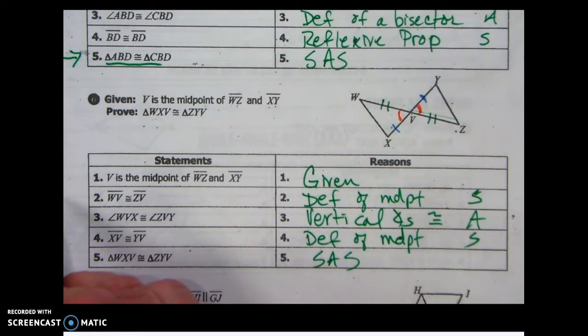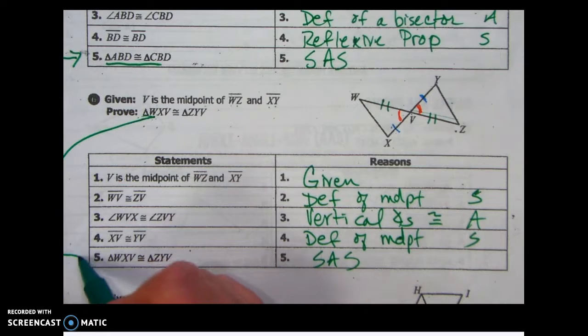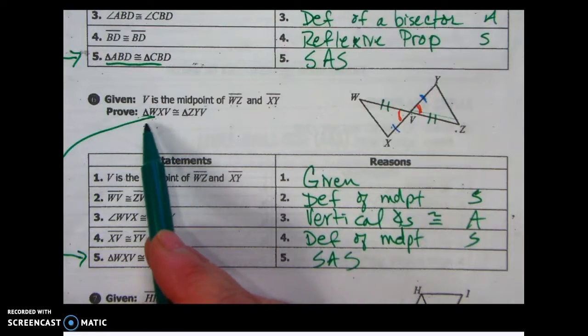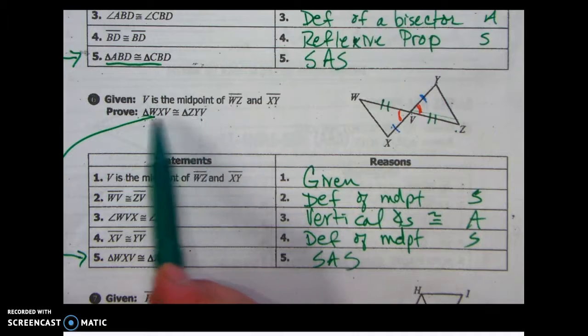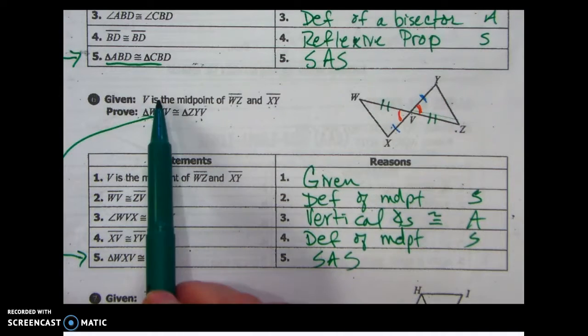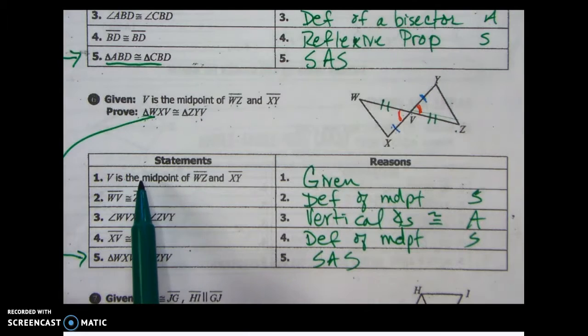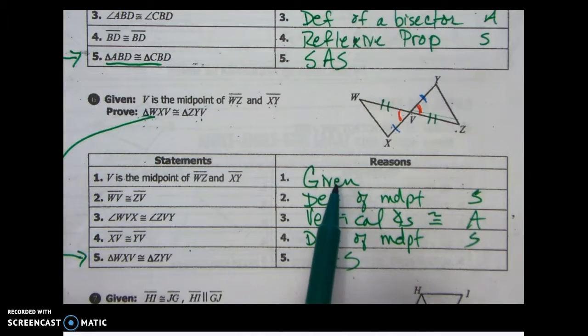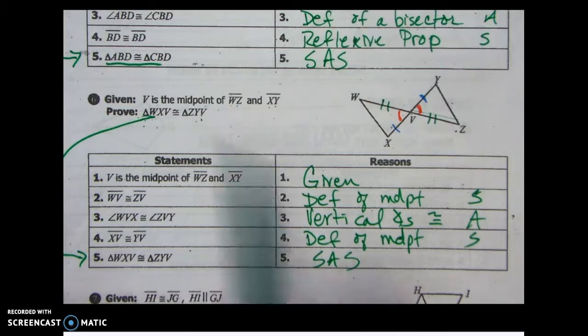We've shown that. Remember, the last space is always devoted for what we had to prove. Now notice we never would put that over here. Even though we're taking this and putting it here and putting the word given, we don't use the word prove over here. We put over here what we did. We proved it by side, angle, side, how we proved it.